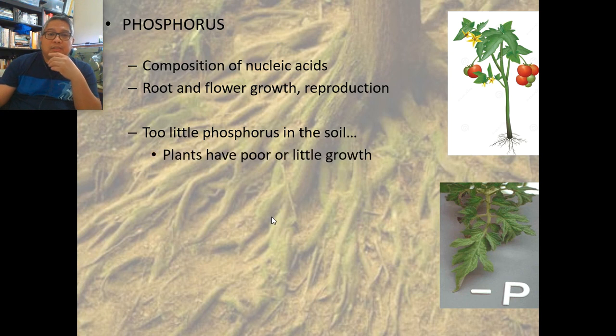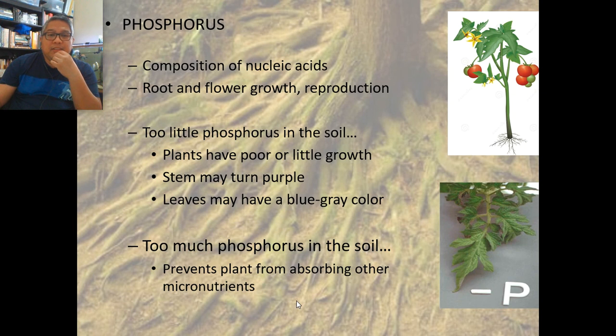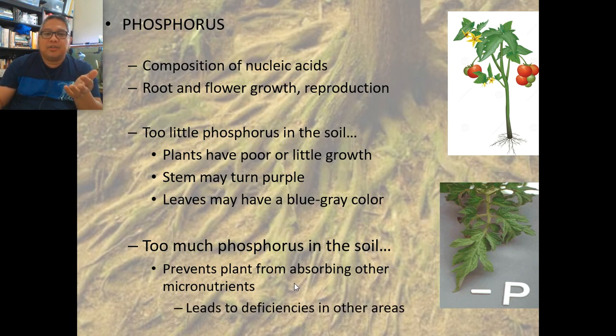Too little phosphorus in the soil, plants have poor or little growth. Stems may turn purple. Leaves may have a blue-gray color. Too much phosphorus in the soil prevents plants from absorbing other micronutrients. So that's why there should be a delicate balance between certain amounts. And I will show you later why those who are selling fertilizers have different formulations depending on the need. It leads to deficiencies in other areas. So imagine if you're using too much phosphorus, then you're limiting the amount of absorption for other micronutrients.